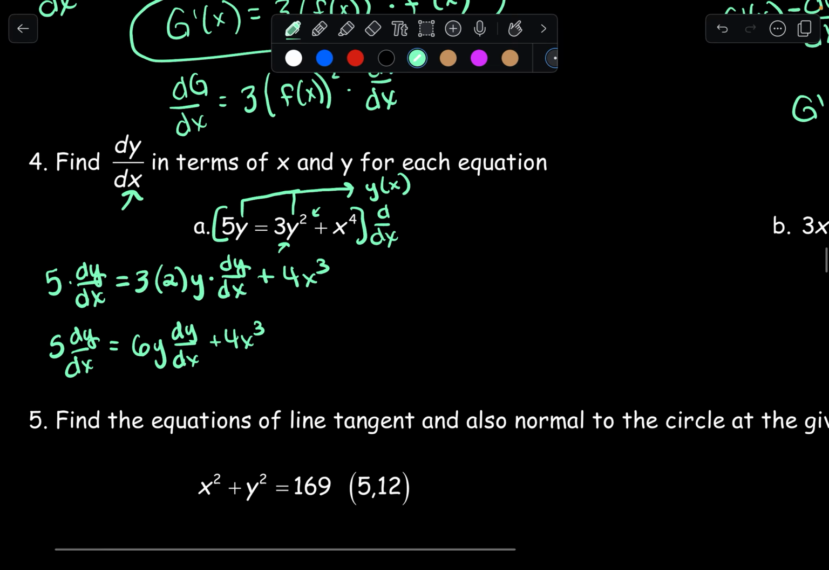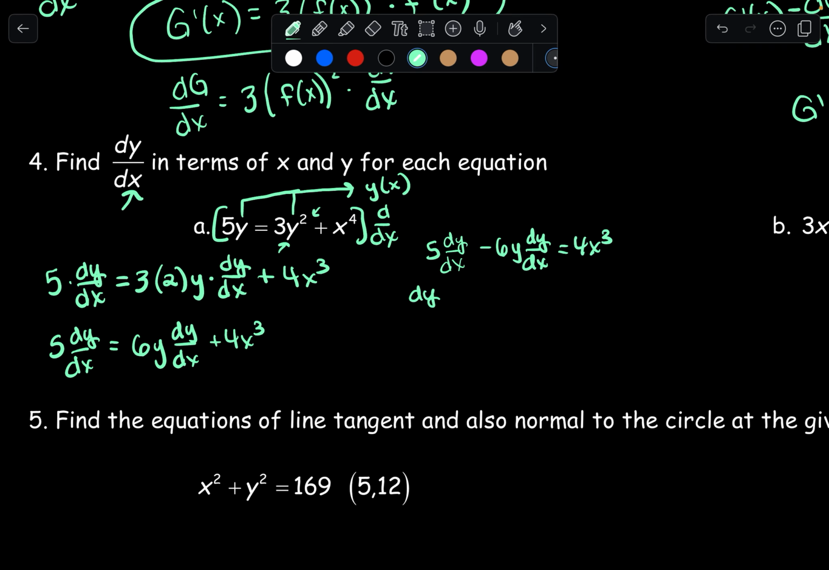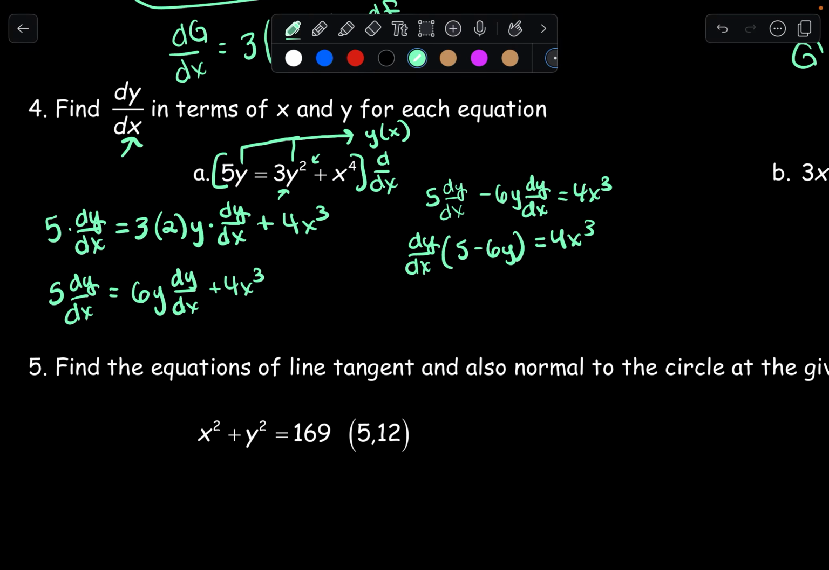All right, so let's get the dy dx on one side. So I have 5 dy dx minus 6y dy dx is equal to 4x cubed. From here I can factor out the dy dx because I need to isolate it. So we have dy dx times 5 minus 6y is equal to 4x cubed. And the last step to isolate dy dx is to divide both sides by 5 minus 6y. And we found dy dx.